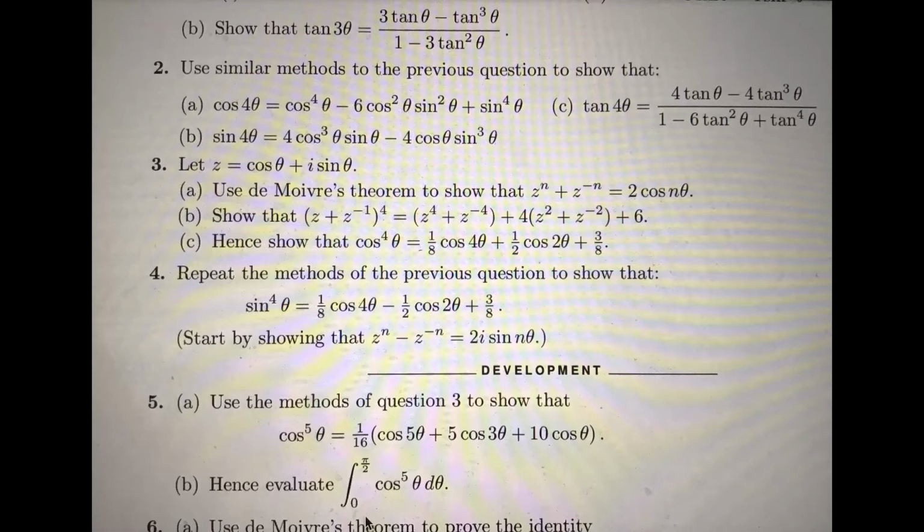The question reads, let z equal cos theta plus i sin theta, so we're in complex number territory. Part A says to use de Moivre's theorem to show that z^n plus z^(-n) equals 2 cos n theta. Part B says show that (z plus z^(-1))^4 is equal to z^4 plus z^(-4) plus 4z^2 plus 4z^(-2) plus 6. And then part C says to hence show that cos^4 theta equals 1/8 cos 4 theta plus 1/2 cos 2 theta plus 3/8.